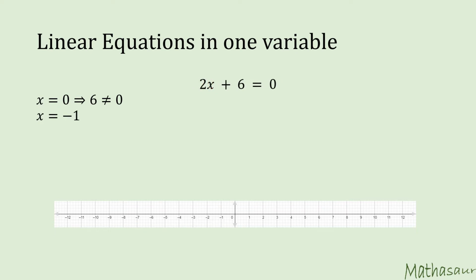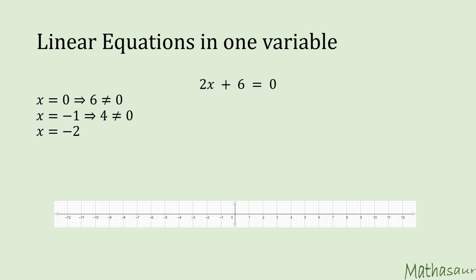Let us try x equals minus 1, because the left hand side is much greater with x equals 0. So we need a negative number which can be subtracted from 6 so that the left hand side gets equal to 0. So let us try x equals minus 1. Still we have the left hand side as 4, which is still not equal to 0.